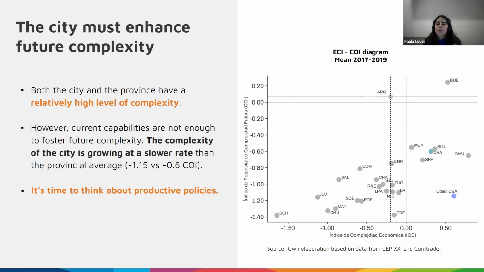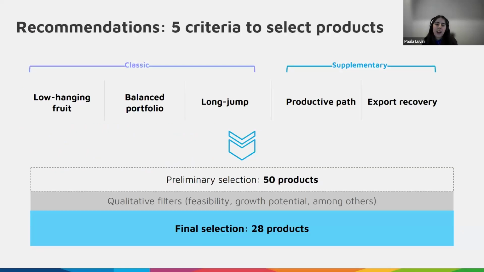But we need to know, okay, is it growing? Is it going to be more complex in the near future without doing anything? And the answer is, well, not so much, and we need some productive boost, because the complexity outlook index of the city is growing at a slower rate, in fact slower than the provincial average. So we needed to think about, apart from all the questions that Andy had, productive policies and how to get there. And we went to the second part of the work, which were the recommendations.